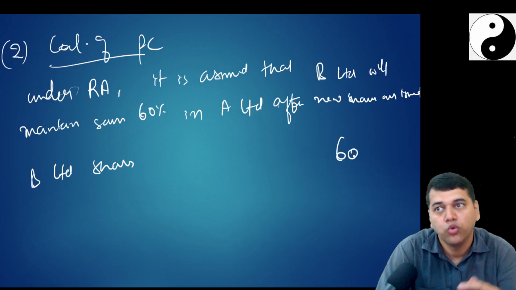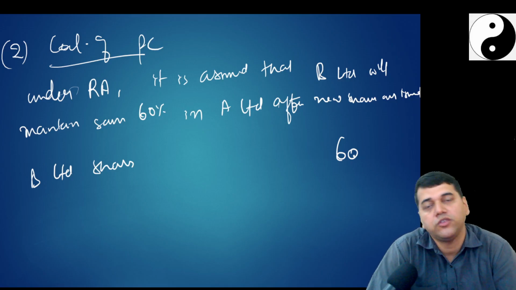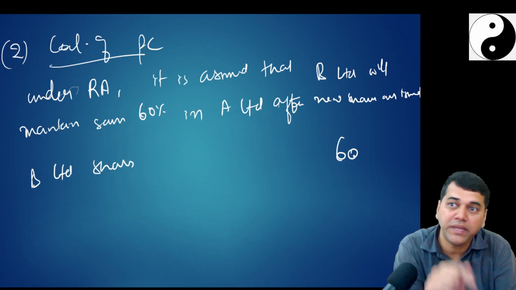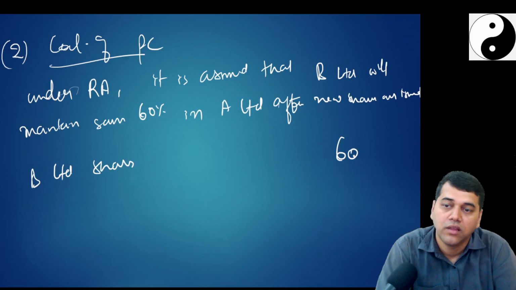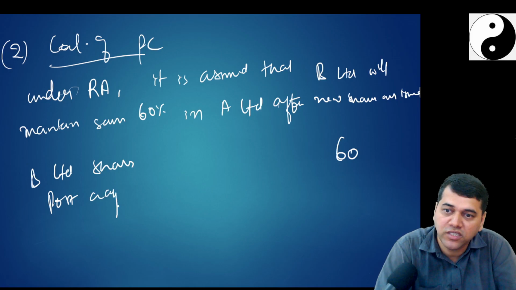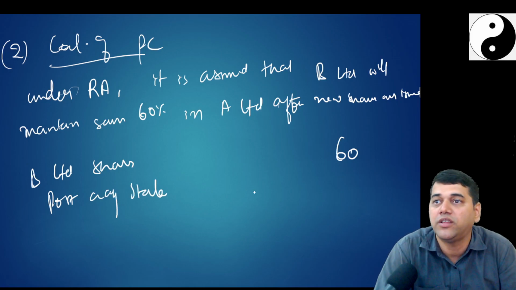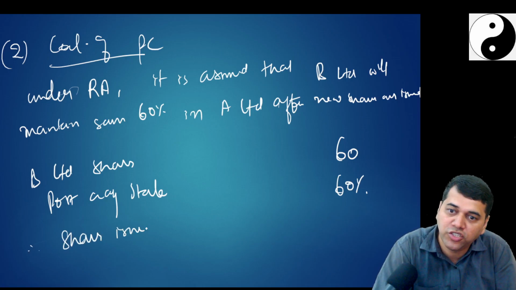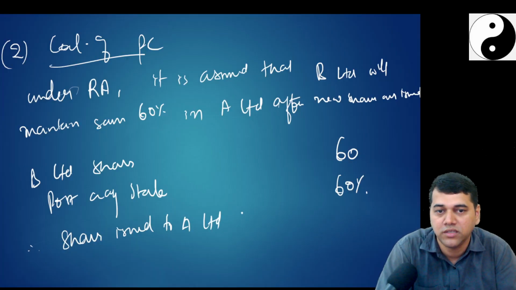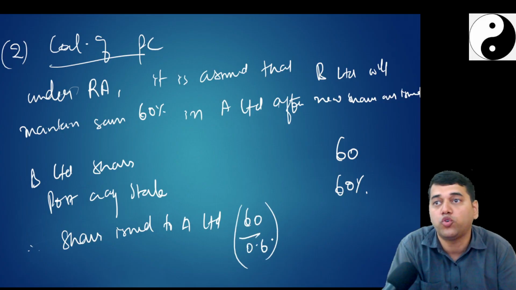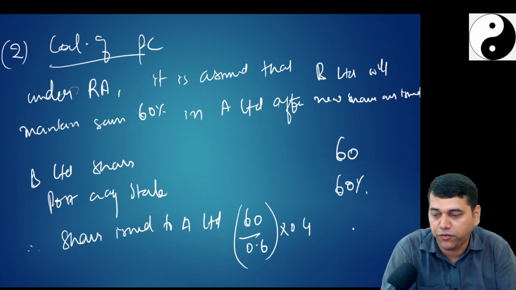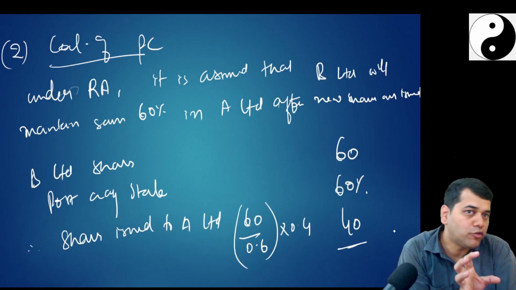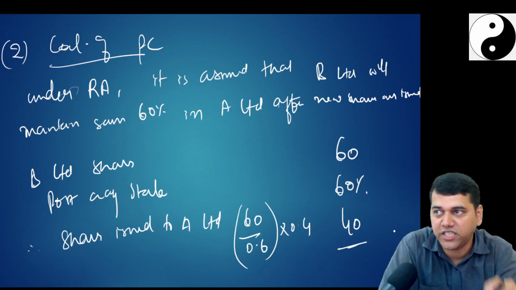if it was a normal acquisition, who would have issued shares to whom? B would have issued to the shareholders of A. If B had to issue, how many shares did B have existing? 60. How much is the post acquisition stake B would maintain after it issues shares to the owners of A? 60%. So therefore, shares issued to A Limited owners, how much? 60 divided by 0.6, which should have been the total of B's share capital, into 0.4 gives you 40 shares. So if it would have been a normal acquisition, B would have issued 40 shares.